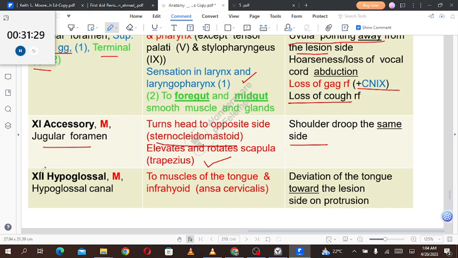Then cranial nerve 12, that is the hypoglossal nerve. It is purely motor, and it is present in the hypoglossal canal, supplying the muscles of the tongue and the infrahyoid muscles via the ansa cervicalis. It's a very fancy name. I don't know what that is, but it is a very beautiful name. Deviation of the tongue toward the lesion side on protrusion. So on the same side as the lesion, when we protrude the tongue, it will deviate to the side of the lesion.